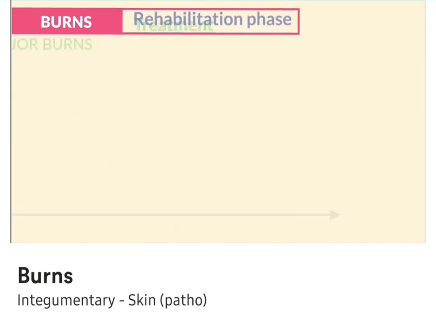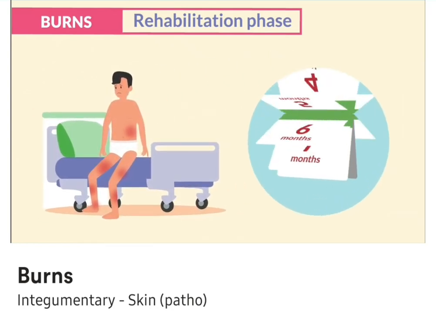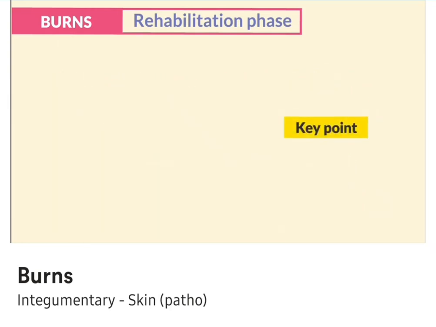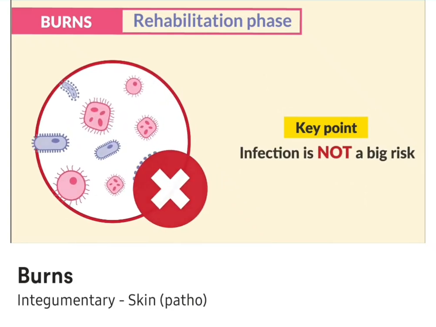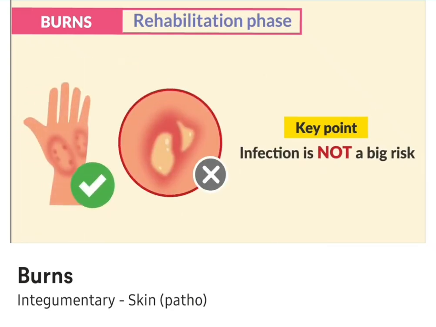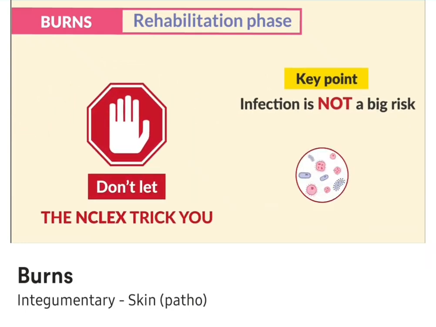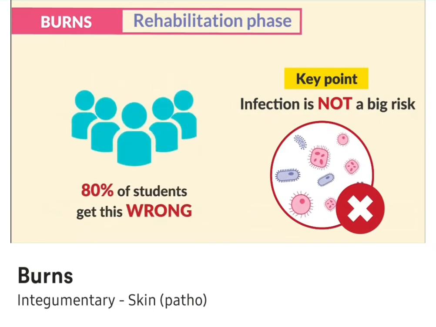Now, the rehabilitation phase happens when wounds fully heal and typically takes around 12 months or so, depending on the severity of the burns. Now, the big key point to write down is that infection is not a big risk here. As wounds have been fully healed, there's no more open sores. So don't let the NCLEX trick you here. Infection is not a big risk. 80% of students get this wrong.